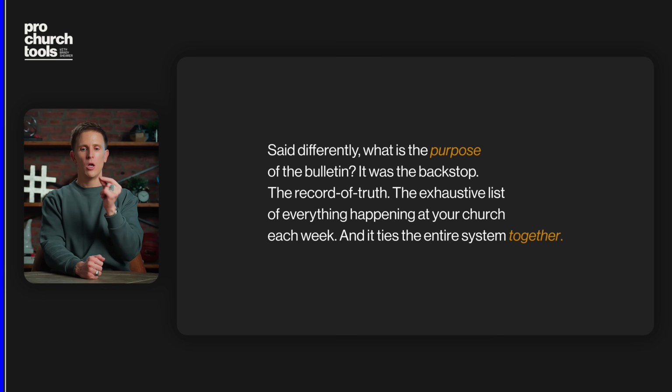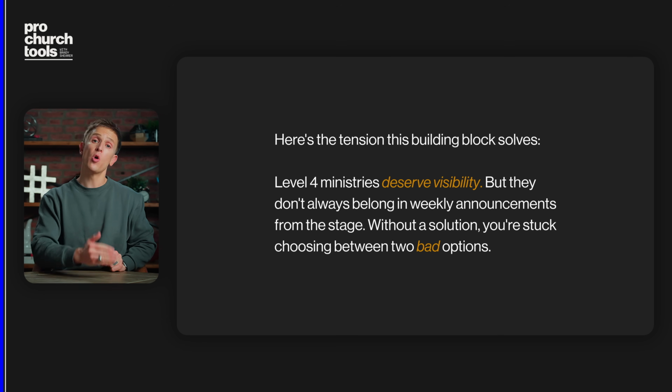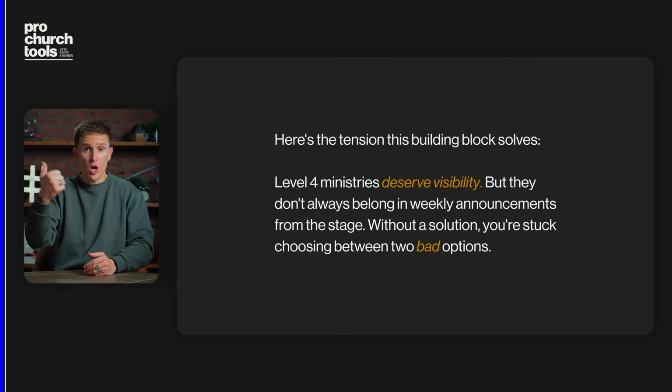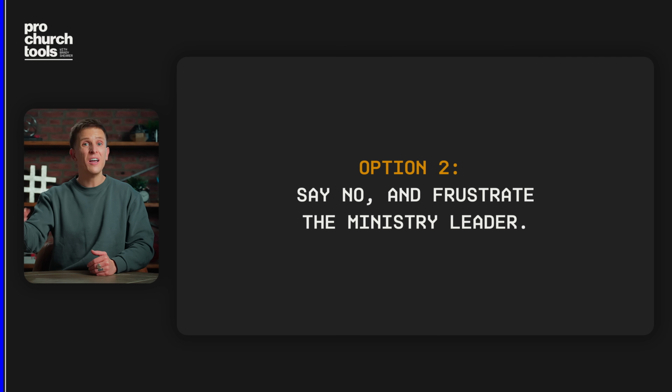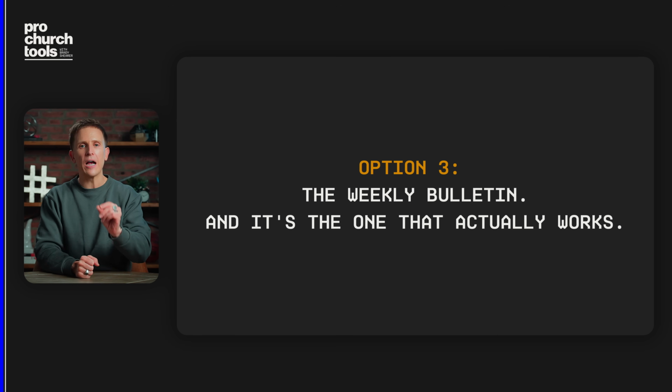How so? Well, here's the tension this building block solves. Level 4 ministries deserve visibility, but they don't always belong in weekly announcements from the stage. Without a solution, you're stuck choosing between 2 bad options. Option 1, give them announcement time, and announcements start to drag, the congregation tunes out, and the system breaks. Option 2, say no, and frustrate the ministry leader. The weekly bulletin is option 3, and it's the one that actually works.